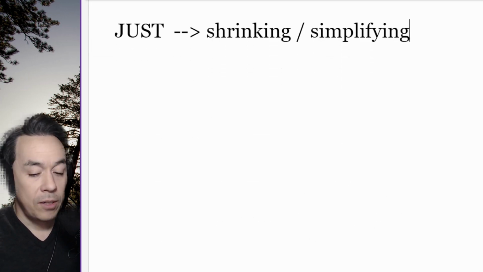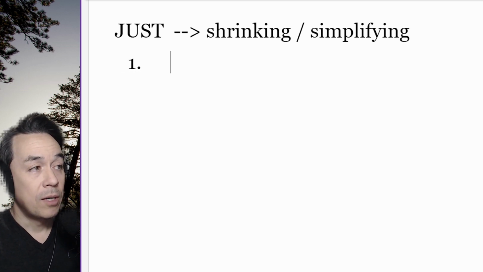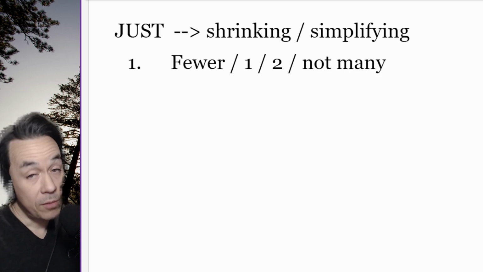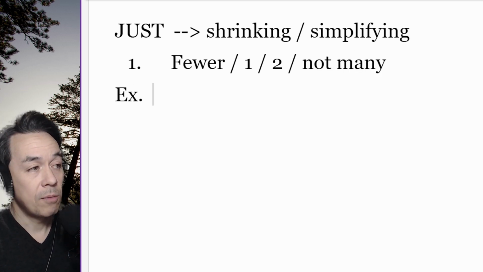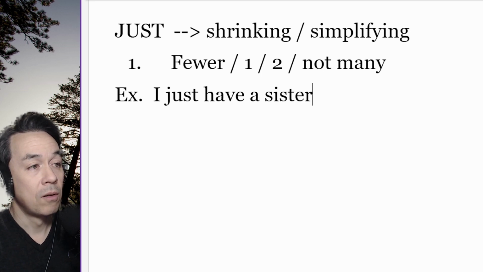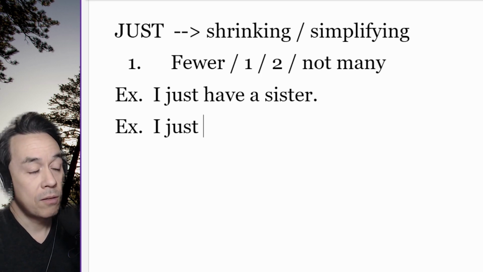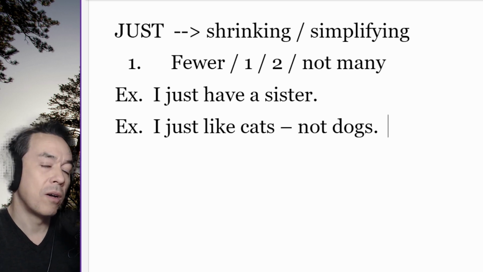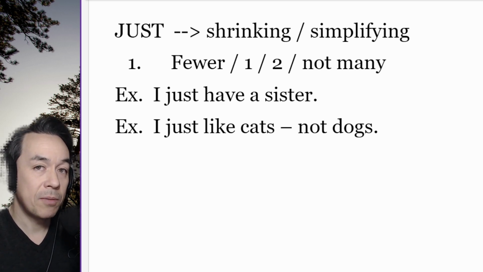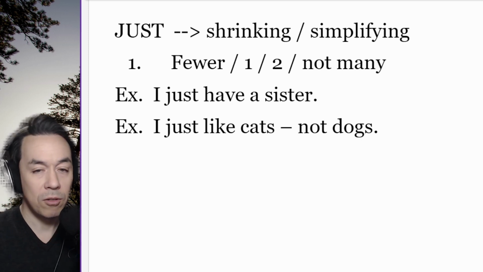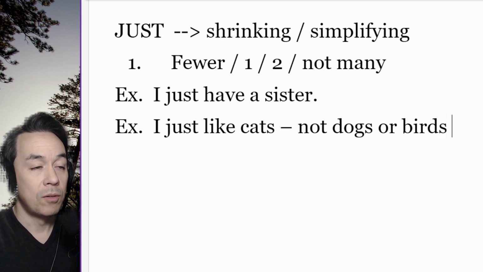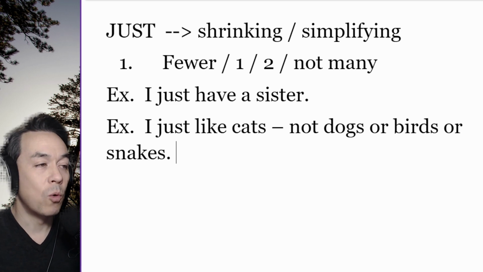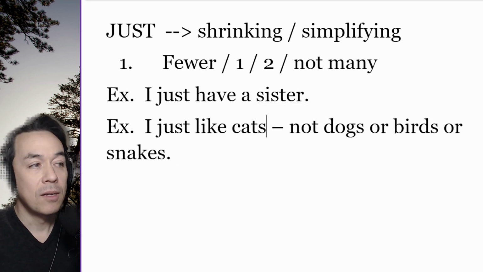Okay, so I would say that number 1 is about fewer, or 1 or 2, or not many. Yep, it does all those things. Same examples. I just have a sister. I just like cats, right? Not dogs. So of the pet types, cats. Dogs, no, not cats or birds or snakes or whatever. So one example of the many.